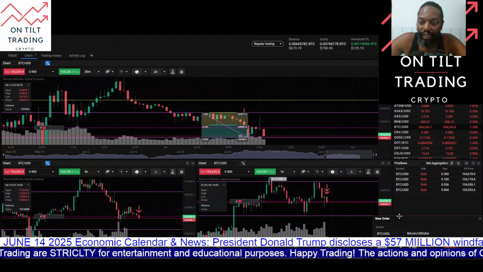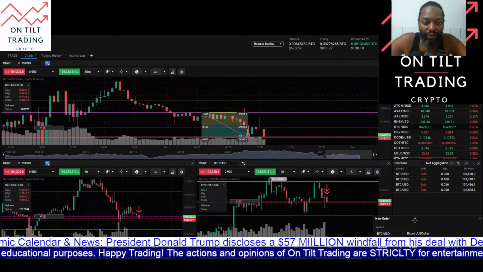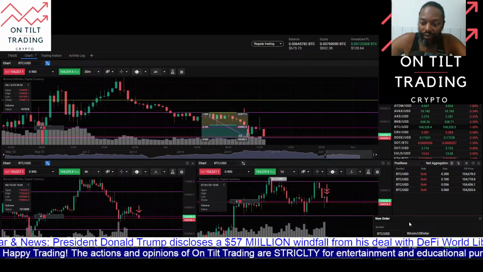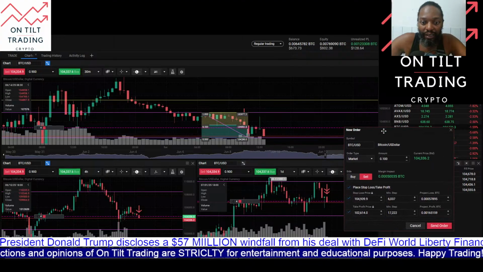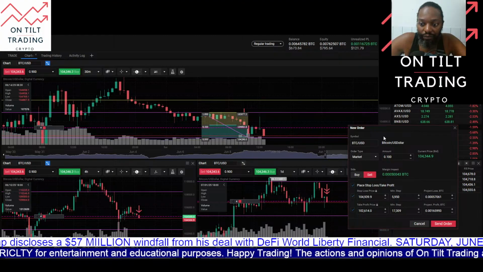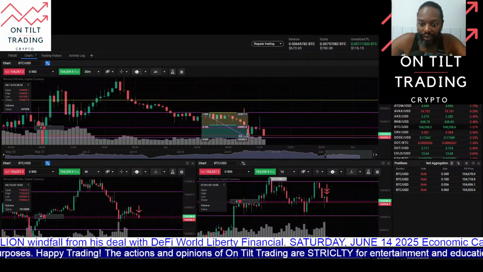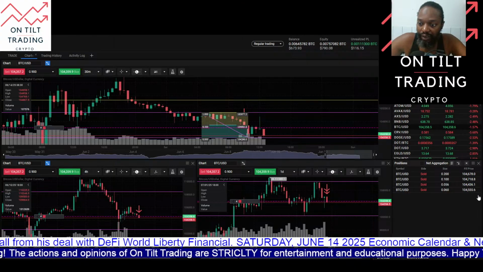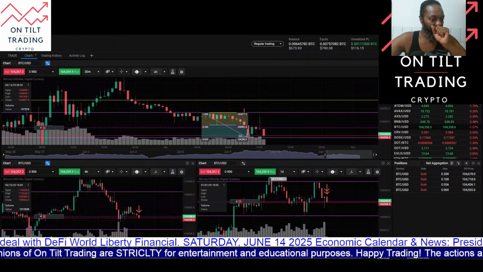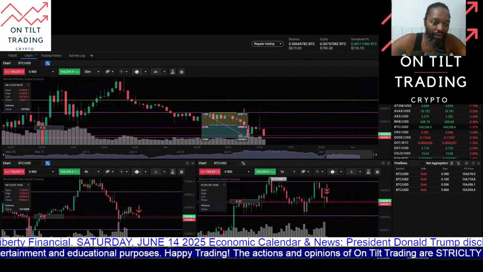Right now, I have a handful of positions in Bitcoin, going short, and may possibly add another position here. I'll tell you what I'm looking at. Overall, this trade so far is coming off of the 4-hour chart.